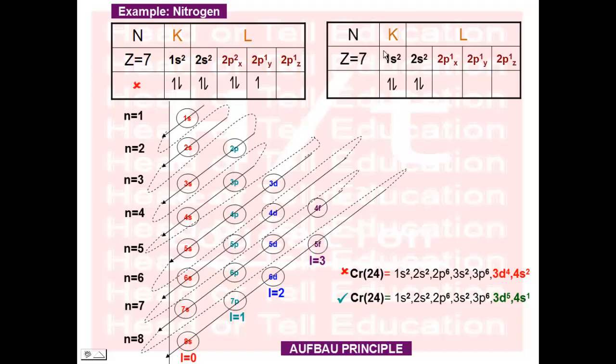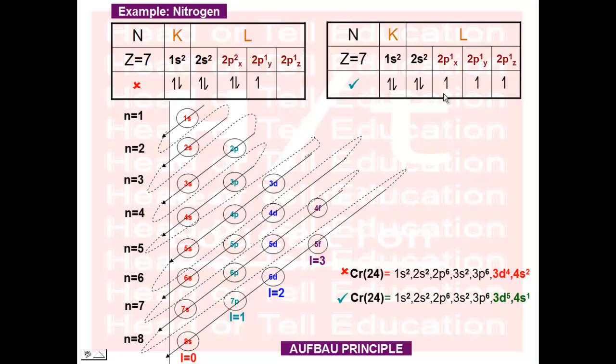Now the correct one is: 1s2 is okay, and 2s2 is also okay. Now this is wrong here, so first fill 2p1 in x like this, then fill 2p1 in the y-axis, and finally fill the last electron like this, 2p1 in z. So this configuration is very stable as compared to the earlier one.